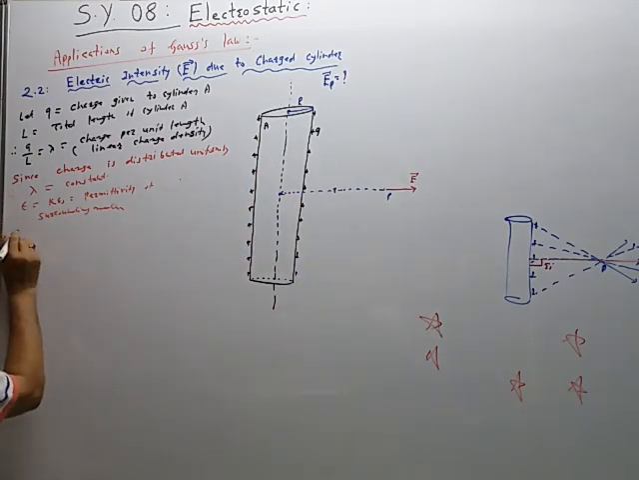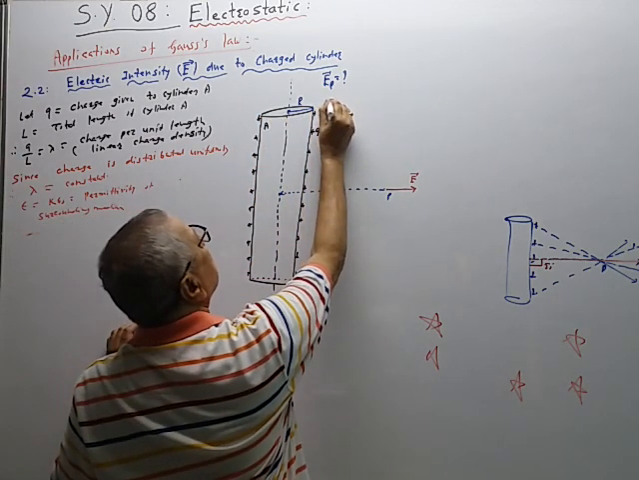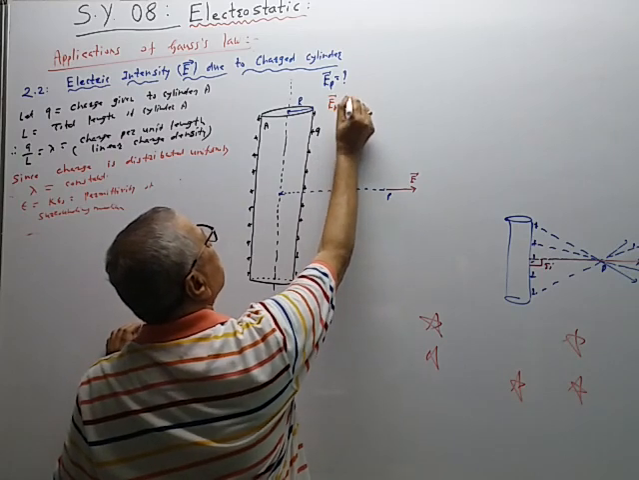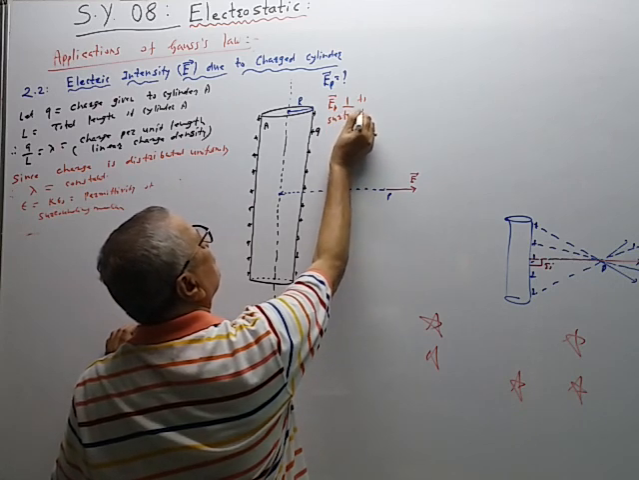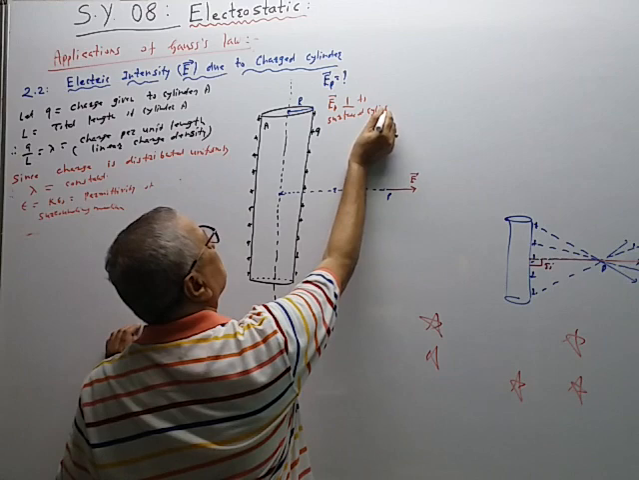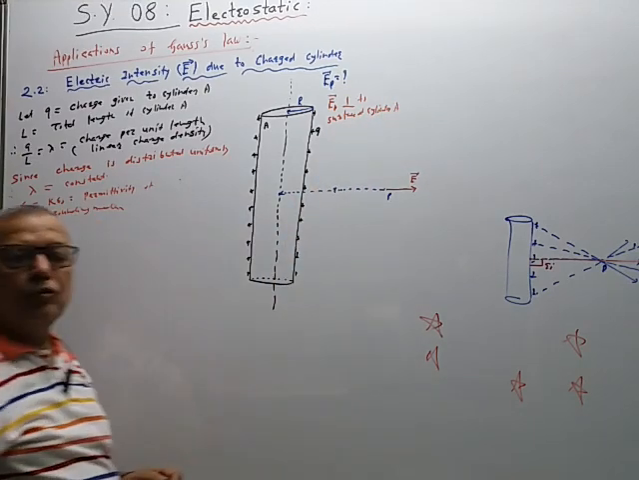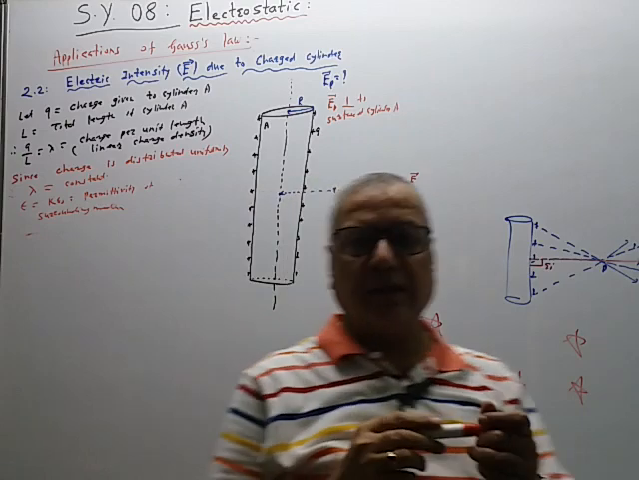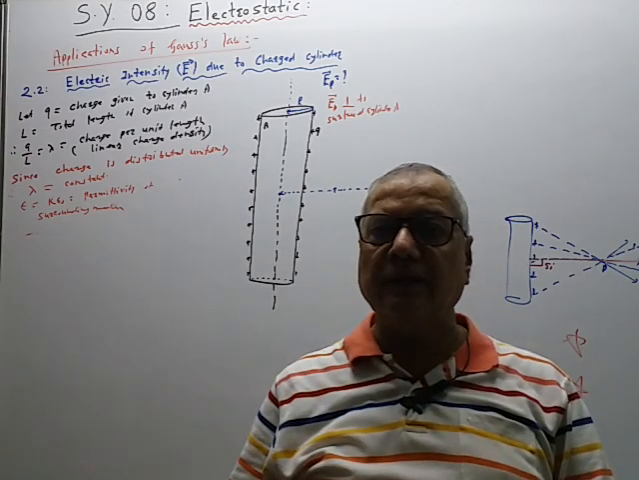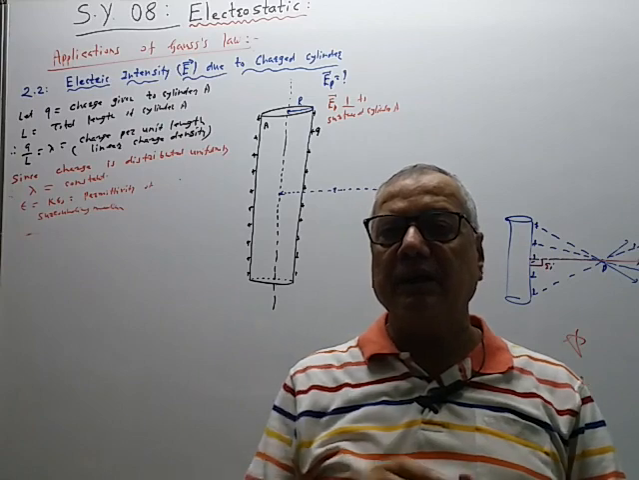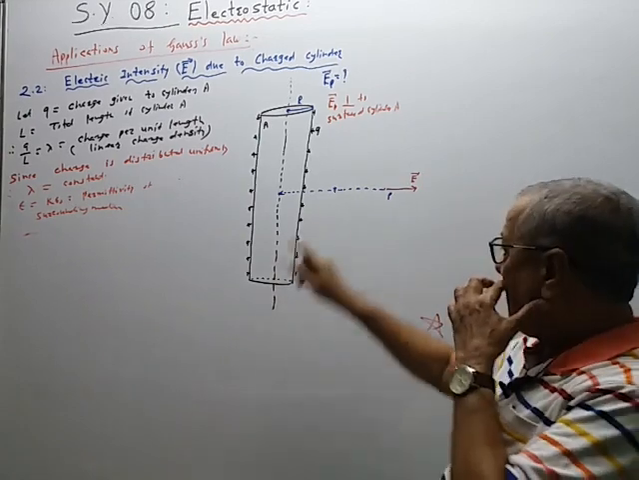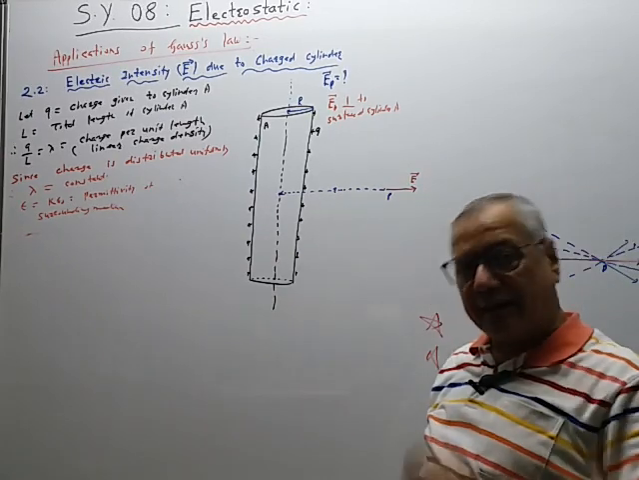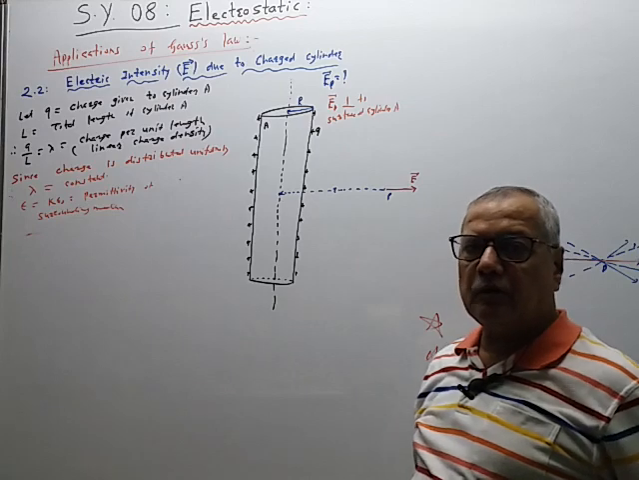So E_P, I will write down here. Electric intensity at point P is perpendicular to the surface of cylinder A. Now we are going to determine the magnitude by using the Gauss theorem. That question is given in your notes: using Gauss theorem, determine the electric intensity at any point outside the charged cylinder. So we know the direction. Now we have to determine the magnitude. And to determine the magnitude, we have to use the Gauss theorem.